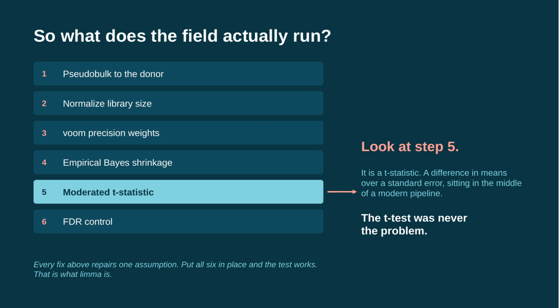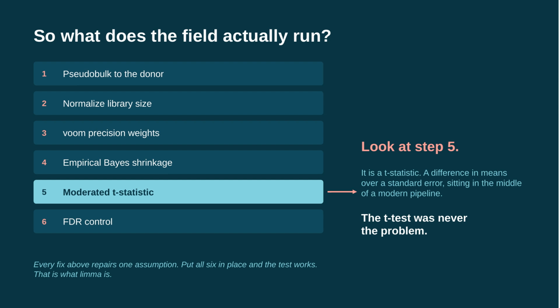After all 6 failures, what does the field actually run? Bulk your cells to the donor level. Normalize for library size. Apply Voom weights to handle the mean variance relationship. Shrink the variance across genes with empirical Bayes. Compute a moderated t-statistic. Control the false discovery rate. Now look at step 5. It is a t-statistic. A difference in means, divided by a standard error. The thing we spent this entire video taking apart is sitting right there in the middle of a modern pipeline.